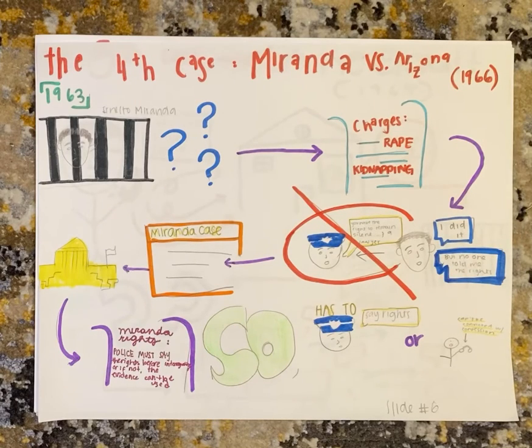Next is the Miranda versus Arizona case, which took place in 1966. In 1963, Ernesto Miranda was arrested for rape and kidnapping, and after hours of questioning, Miranda confessed. However, he was never informed of his right to remain silent or the right to a lawyer if he can't afford one. He was sentenced to 20 to 30 years in prison.